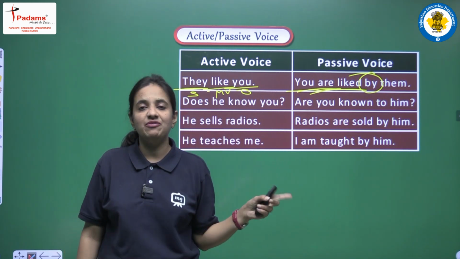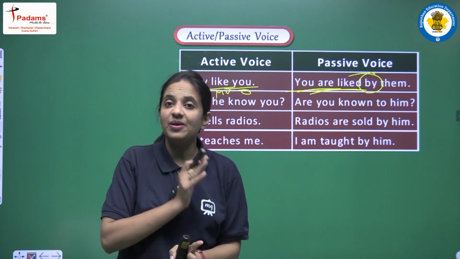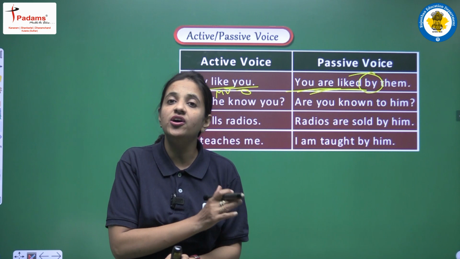So now we are having the first tense. If we are having present simple tense in active voice, then in passive voice we have to use three helping verbs. We are having the options is, are or am.